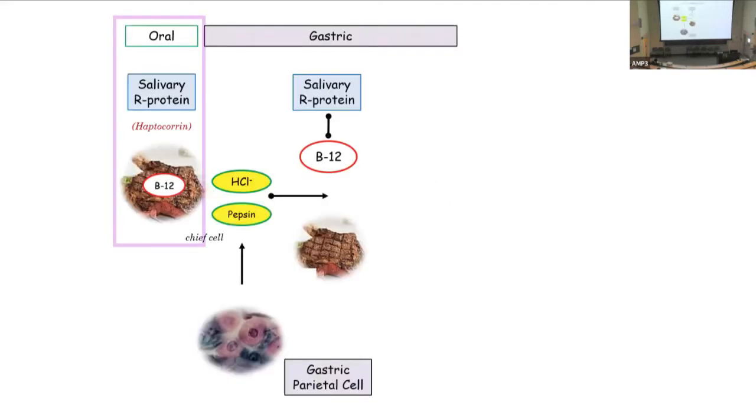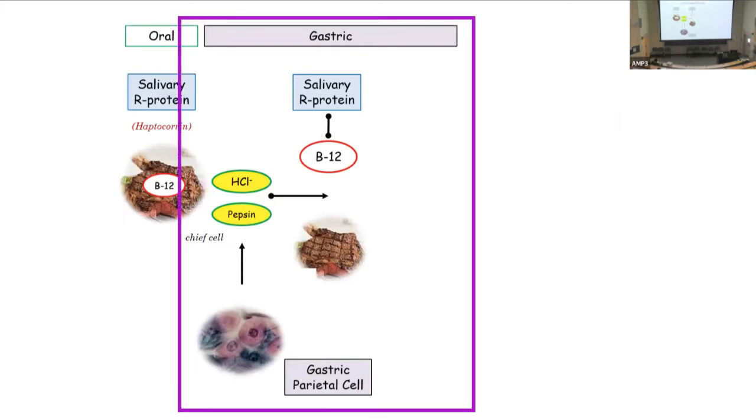So it starts, you ate some meat, that's where you're getting your B12, and you had that salivary R protein, haptocorrin. Now we come into the stomach, and in the stomach, the parietal cell will release hydrochloric acid, and the chief cell releases pepsin, and these are going to be involved in digesting the protein. And in that process, it's going to release B12, which is going to bind to that salivary R protein.